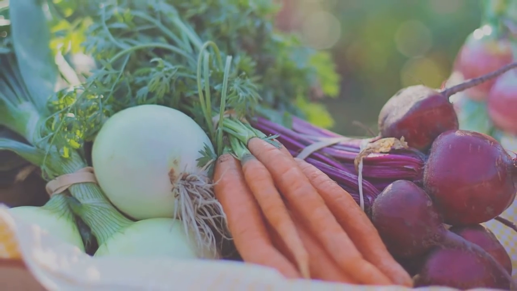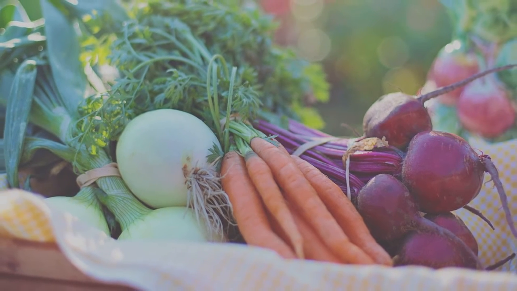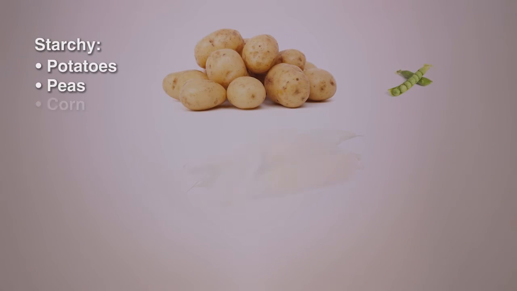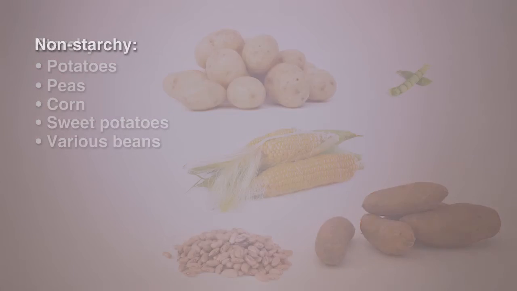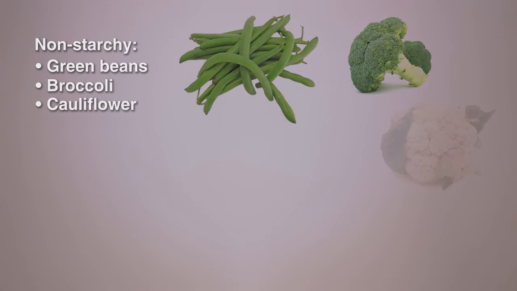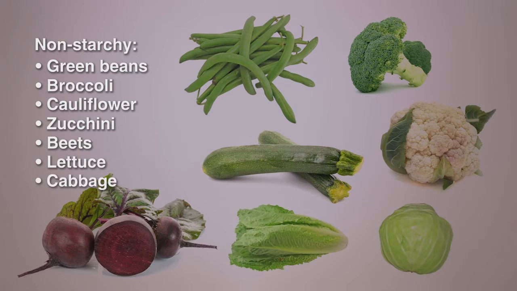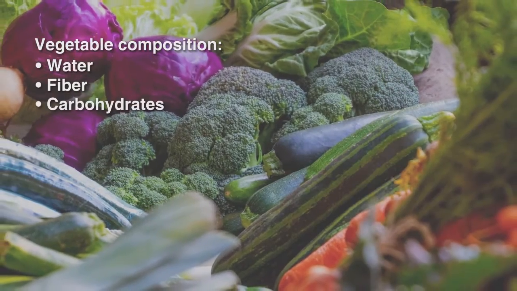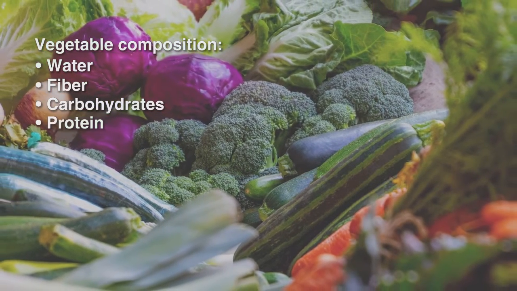Vegetables all are plants that grow in or on the ground and are again mixtures of fiber, water, and carbohydrates. For our discussion, vegetables are usually divided into starchy varieties like potatoes, peas, corn, sweet potatoes, and various beans, and non-starchy varieties like green beans, broccoli, cauliflower, zucchini, beets, and dark green leafy things like lettuce and cabbage. All of these vegetable items contain water, fiber, and carbohydrates, with tiny amounts of protein. Vegetables almost never contain any fat.